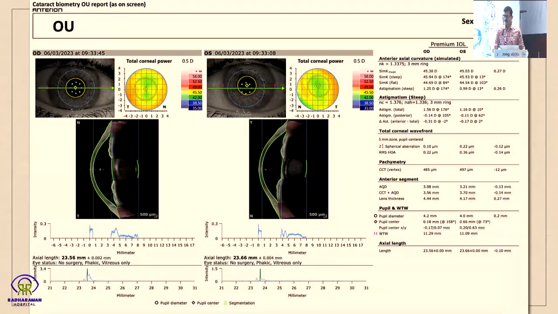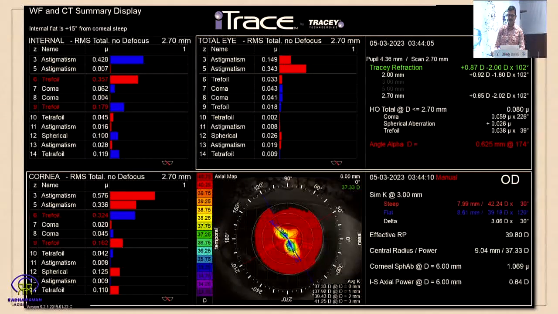These are my measurements. Nothing much to speak about, but there's one thing that catches your attention. This is my photopic pupil size, which is 4.2 millimeters. Herein, everything's doing fine. The higher order aberrations are at 0.8. That's okay. The coma and trefoil are fine. The angle alpha is 0.625.